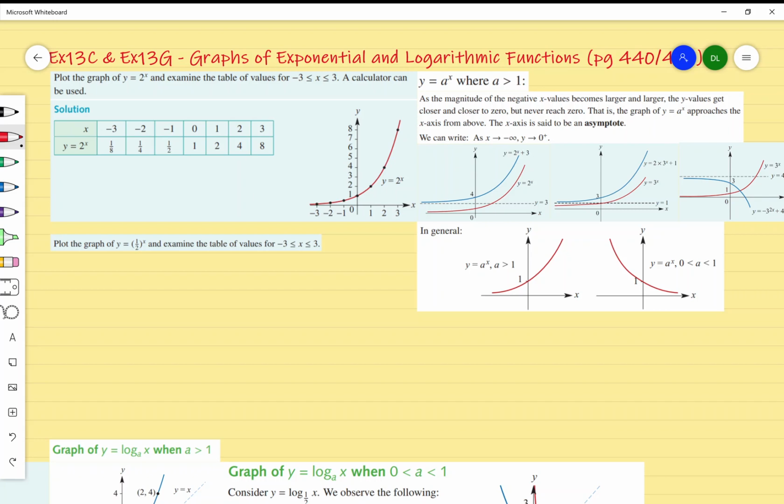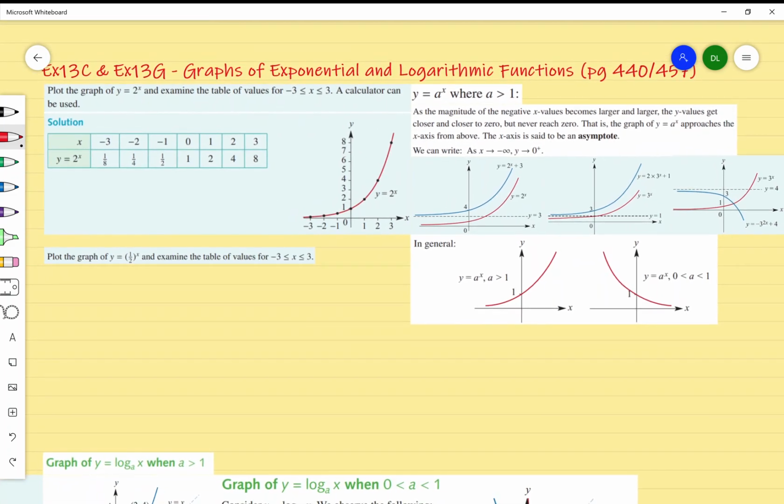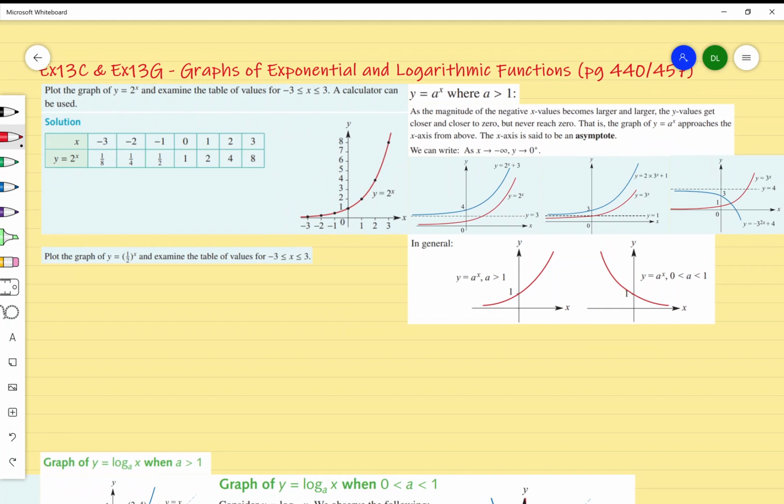This is exercise 13C and exercise 13G on graphs of exponential and logarithmic functions on page 440 or 457 of your textbook. So, graphs of exponential functions, we'll focus on that first. The graph of an exponential function means that it increases at an increasing rate.